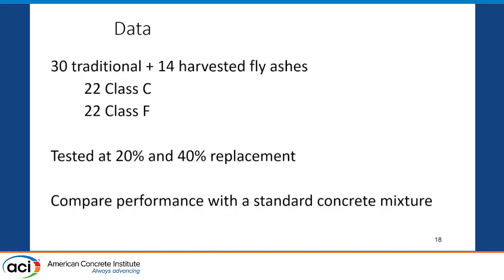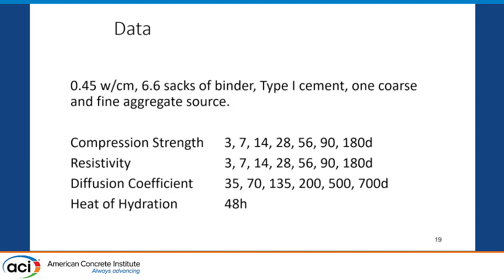That's 22 Class F, 22 Class C. We're going to test them at 20% replacement and 40% replacement, and we're going to compare the performances with a standard concrete mixture. And what are we going to actually do here? Well, we'll make concrete with a 0.45 water-cement ratio, about 6.6 sacks of binder, 1 coarse, 1 fine, but look at all that stuff we're measuring.